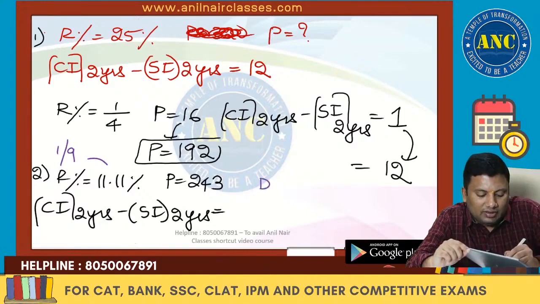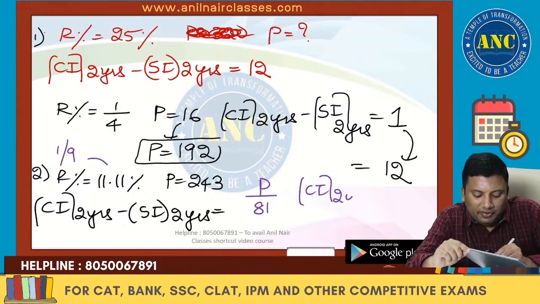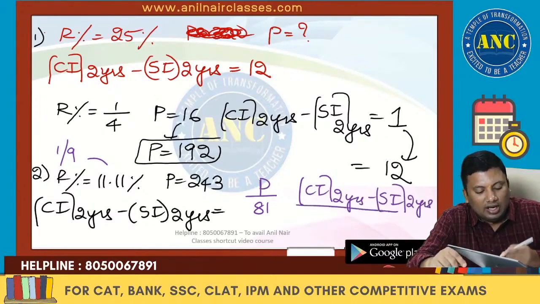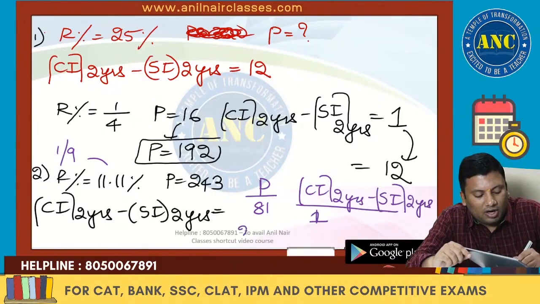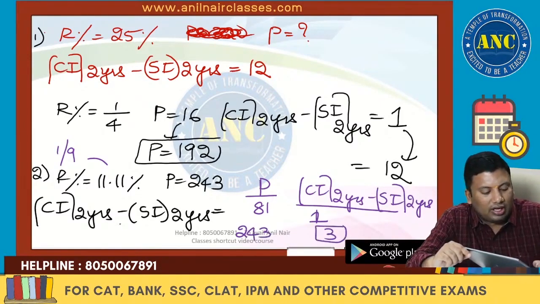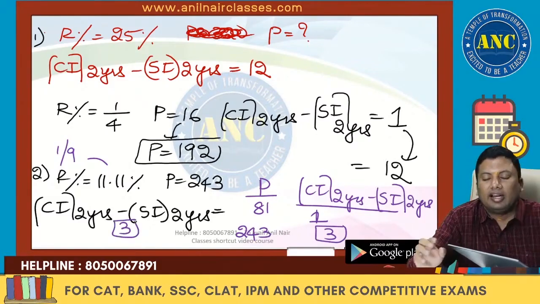That means if the principal is 81, what did we discuss? CI for 2 years minus SI for 2 years will become 1. But according to the question, the principal is 243, so 1 into 3 is 3. I hope the idea is clear, right?